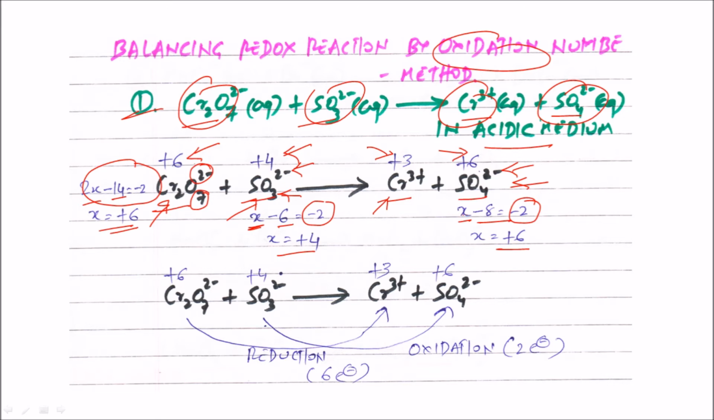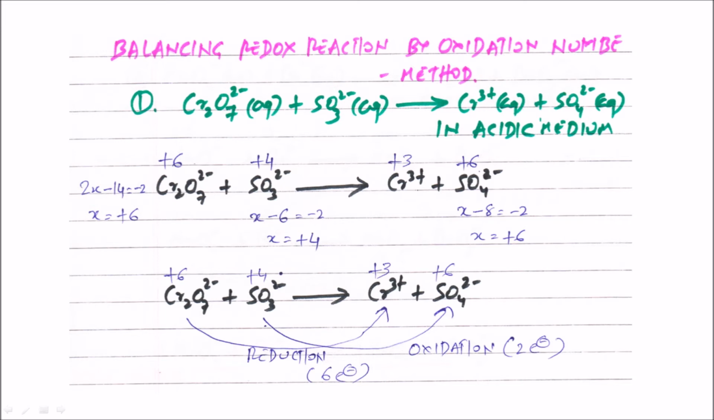So after writing the skeletal equation, we need to write the oxidation numbers of the atoms. Now just carefully observe the oxidation numbers changing right here. You can see the first one, plus 6, is changing to plus 3.